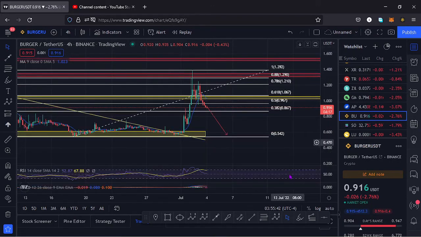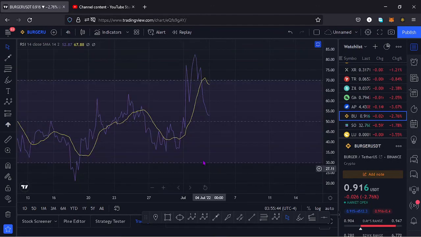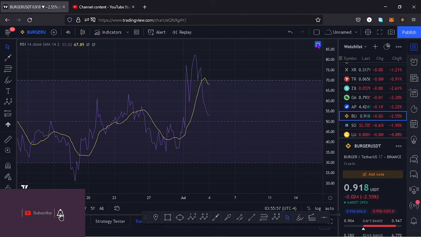Also on the indicators, you can see that on the RSI we are trading at around the 53 mark, and that would mean we have room to continue moving to the upper side, or we can continue pushing to the lower side on the RSI.